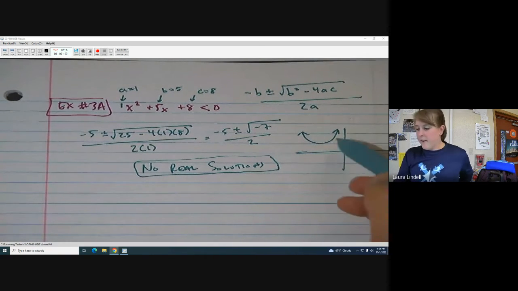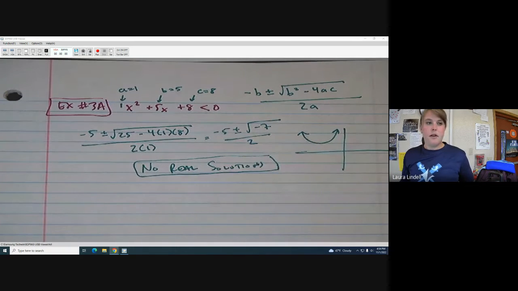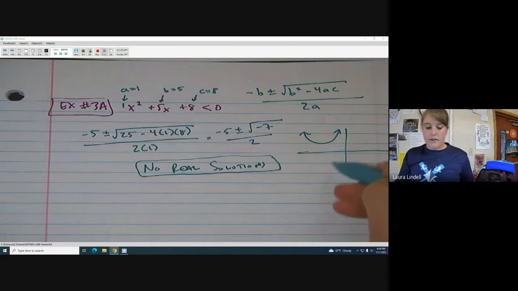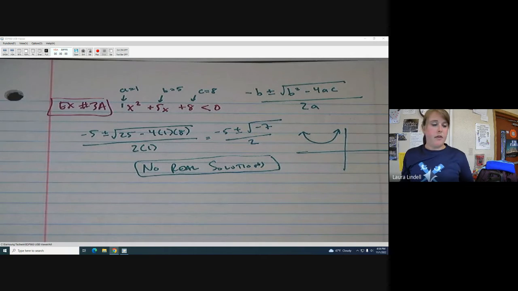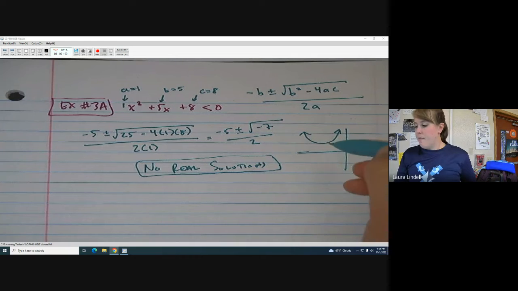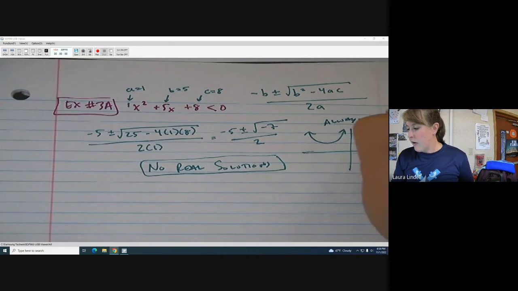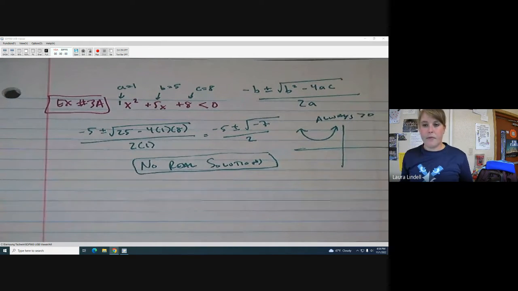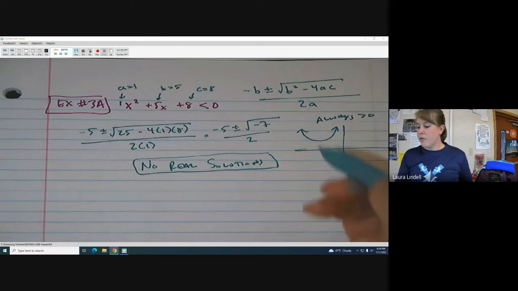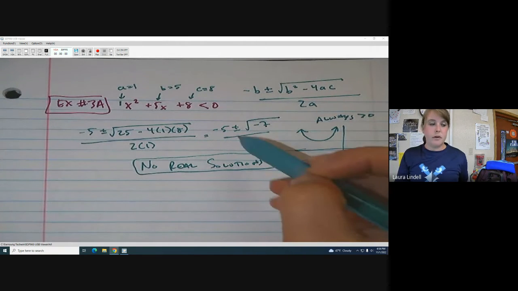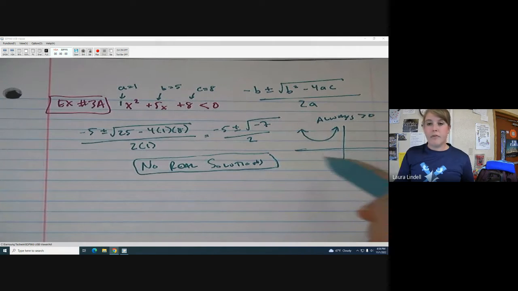And is that function ever less than 0? No, it's not down here at all, is it? It's never less than 0. So for that reason, this has no real solutions because this function is always greater than 0. So when you end up with no real solutions or no real zeros, you need to check what the graph looks like and see if the function is always greater than 0 or is it always less than 0.